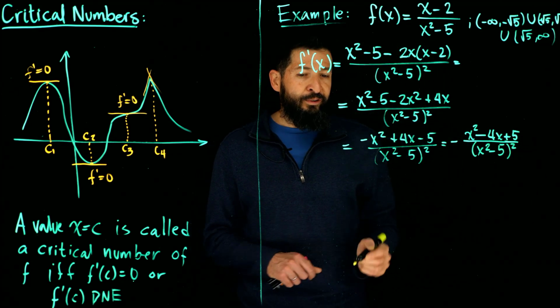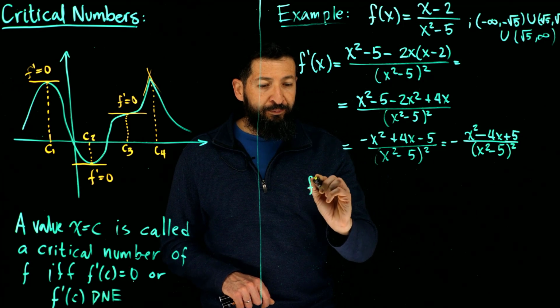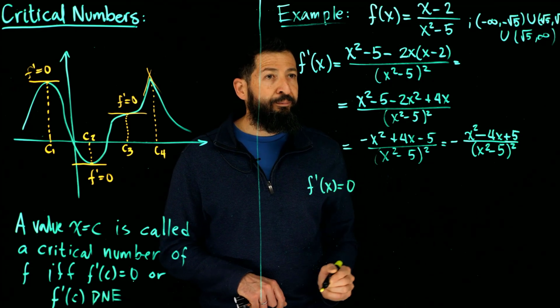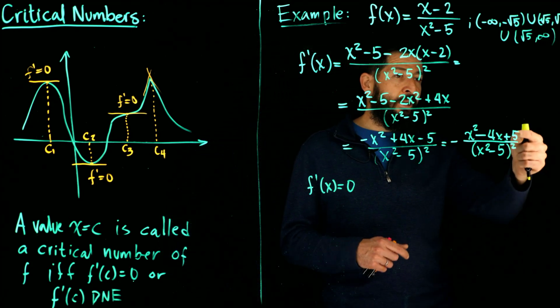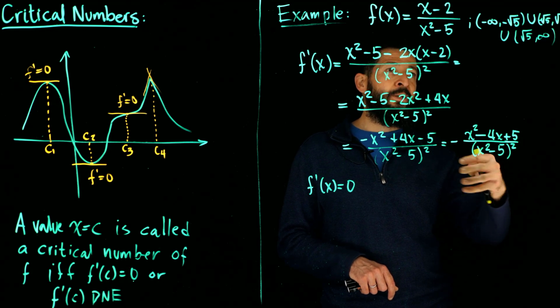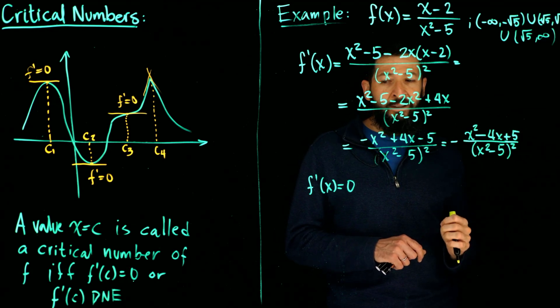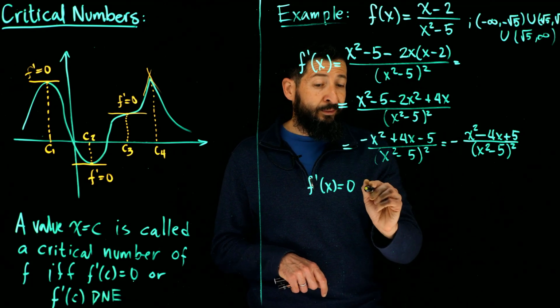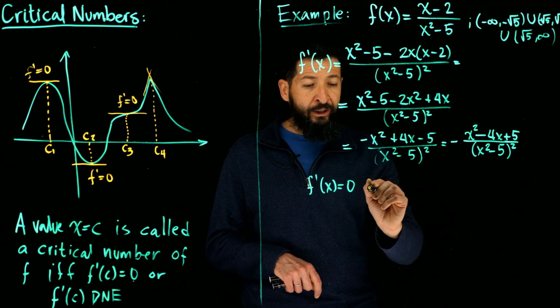So now we're in position to find our critical numbers. To find them, we set the derivative equal to 0. That only happens when the numerator is 0, because if the denominator is 0, we get a point where the derivative is undefined. We'll deal with those later. So the only thing we have to set is the numerator equal to 0.